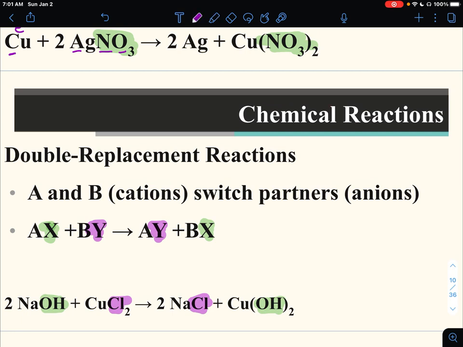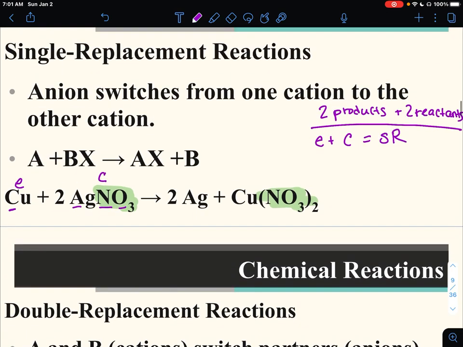You also can see that both reactants have more than 1 capital letter, so they are both compounds. So if you have a compound plus a compound, you get double replacement. And that's going to come in handy in just a few minutes when we start classifying these reactions.